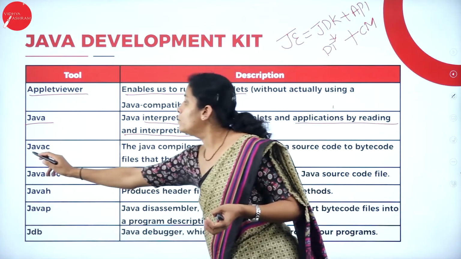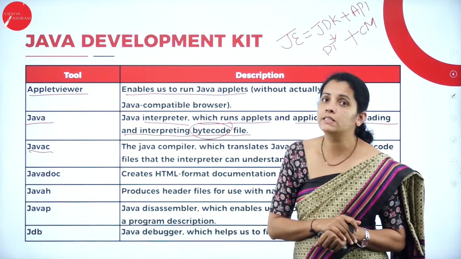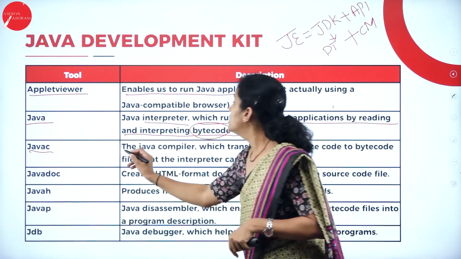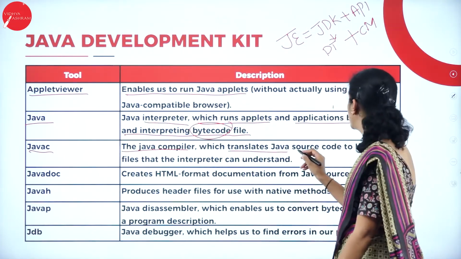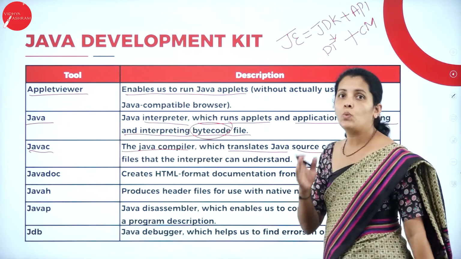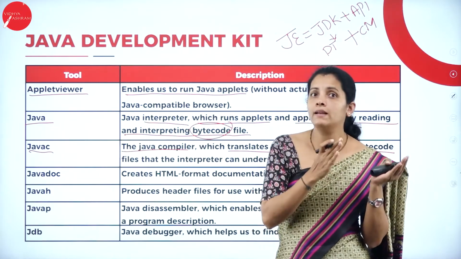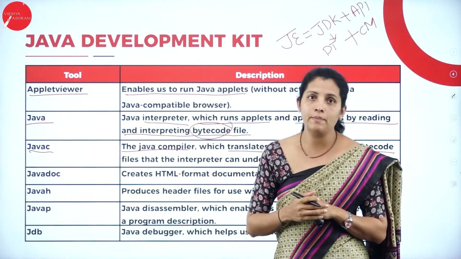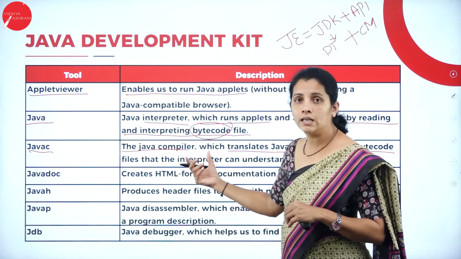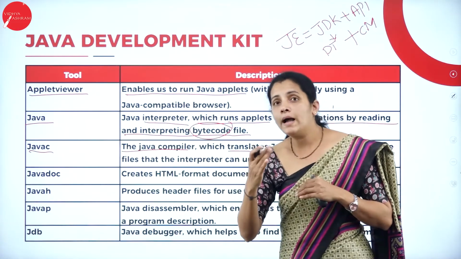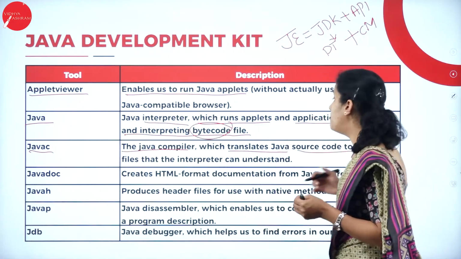Now I am going to have javac. So what is c? Here c stands for compiler. The Java compiler translates Java source code to bytecode. So what is the job of the compiler here? It is going to translate one programming language into another programming language. So what is the programming language I'm going to have here? That is Java. And after compiling, that means after translating, I'm going to have the bytecode.